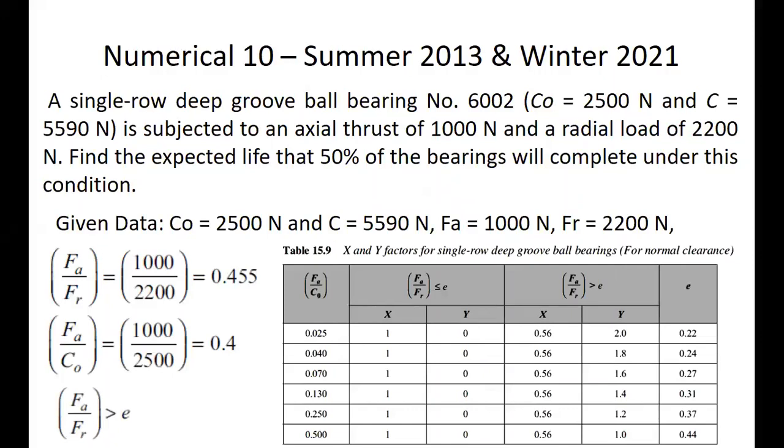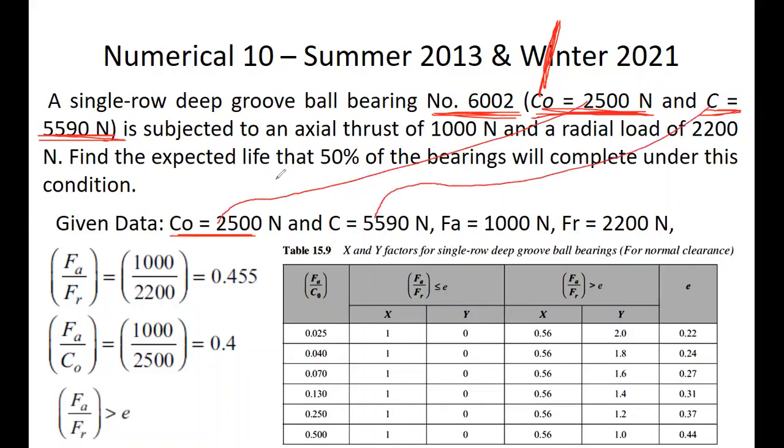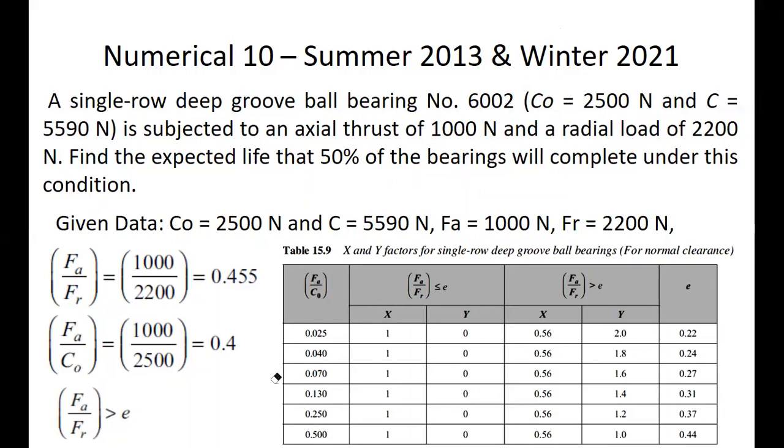Let's go to the 10th numerical. Two times it was asked in university exams. Two times. Very important. Single row deep groove ball bearing number 6002. The CO value, that is the static load capacity, is 2500 Newton, and the dynamic load capacity C is 5590 Newton. Thrust load, axial thrust means FA, is 1000 Newton, and the radial load is given as 2200 Newton. Find the expected life of 50% bearings.